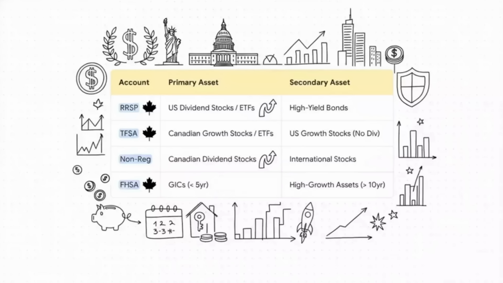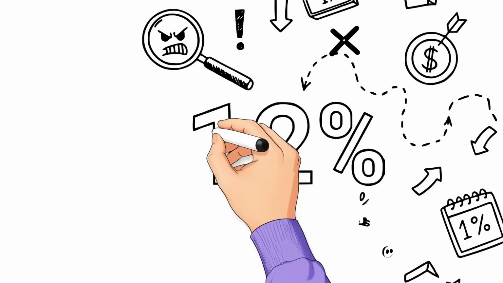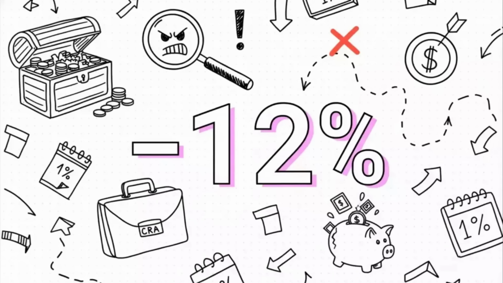You now have the map. You know exactly where to place every asset to legally bypass the IRS and maximize your real rate of return. But a tax-optimized portfolio is useless if you trigger the CRA's #1 penalty trap. Most investors focus so hard on what they are buying that they lose track of their contribution room. And if you over-contribute to your TFSA by even $1, the CRA charges you a penalty of 1% per month. That is a guaranteed 12% annual loss. It wipes out your returns instantly.